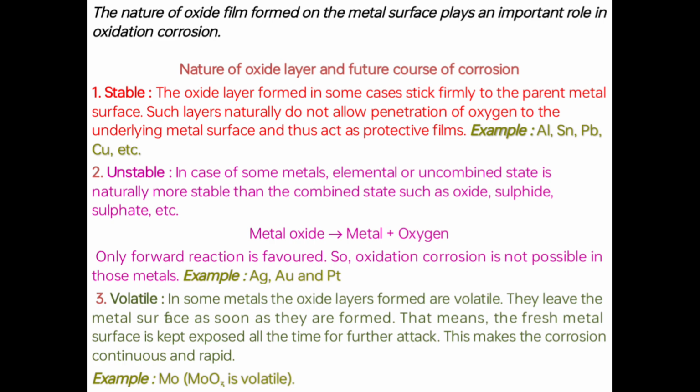Volatile: in some metals, the oxide layers formed are volatile. They leave the metal surface as soon as they form. That means the fresh metal surface is kept exposed all the time for further attack. This makes corrosion continuous or repeated. Example: molybdenum oxide.